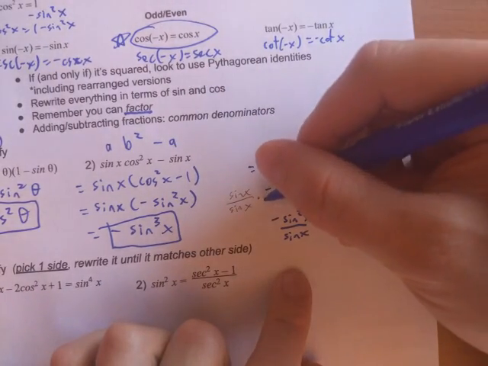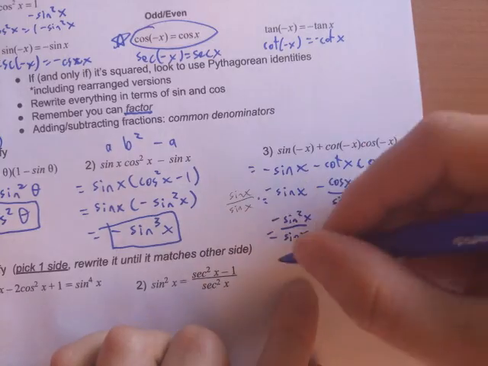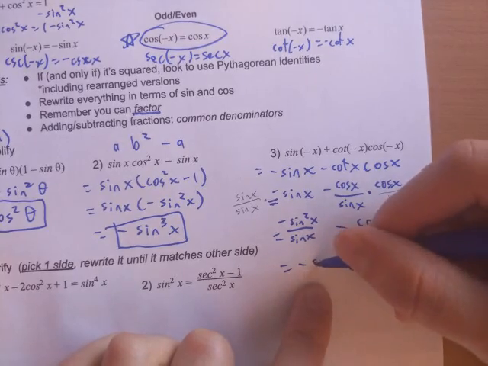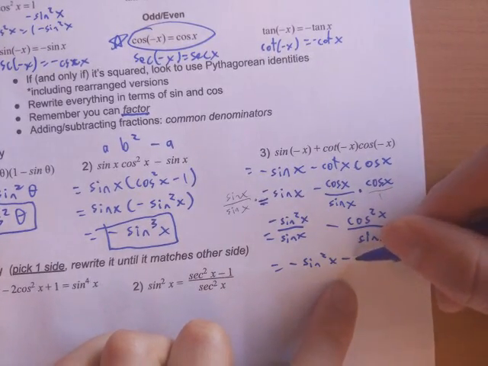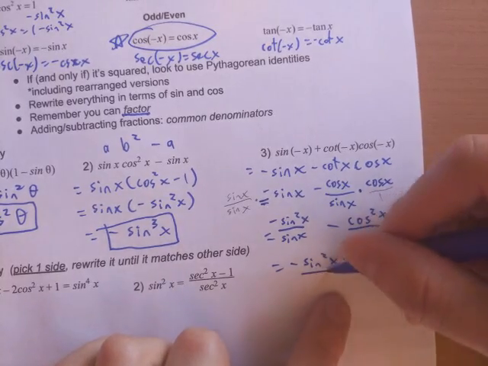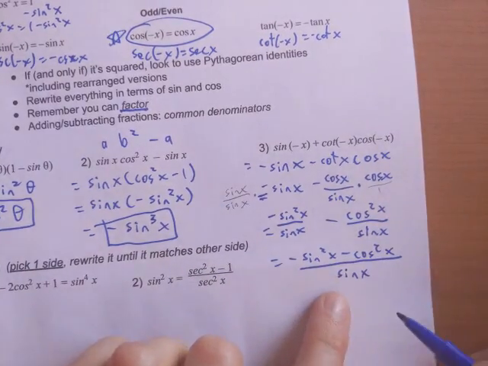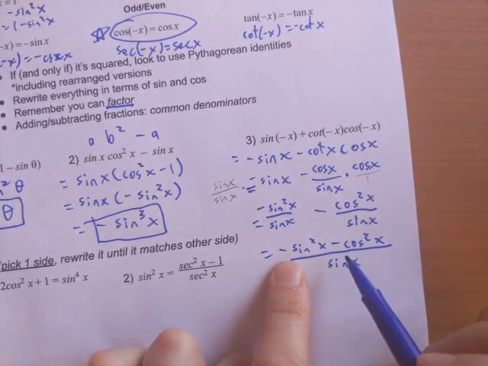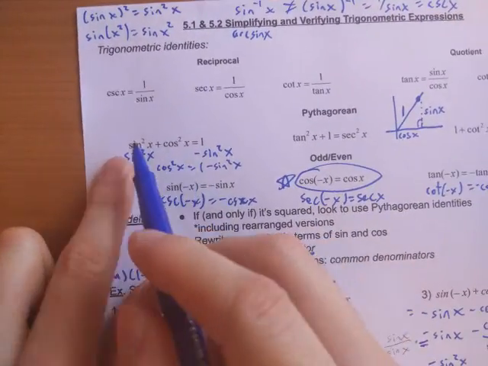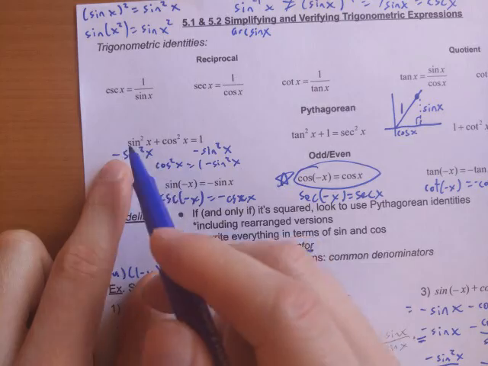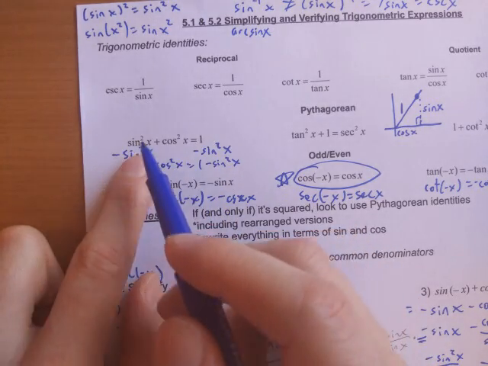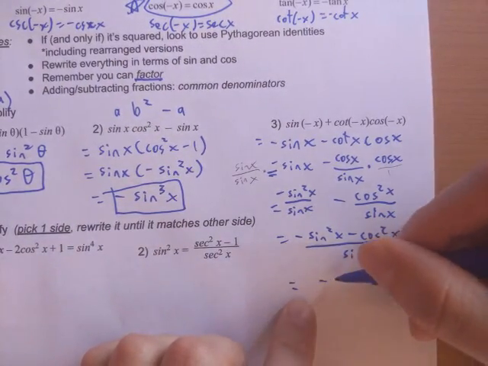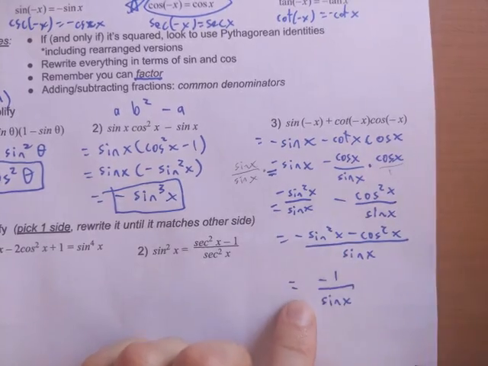And so now that I've got my common denominators here, I can combine this together into one fraction. So I'm going to have negative sine squared x minus cosine squared x all over that sine of x. And well, I've got some squares there, so I'm hoping that might have something to do with my Pythagorean identity. If you take a look at this right here, if we multiply both sides by a negative, then negative sine squared, negative cosine squared would be negative 1. So this right here is negative 1 over sine of x.